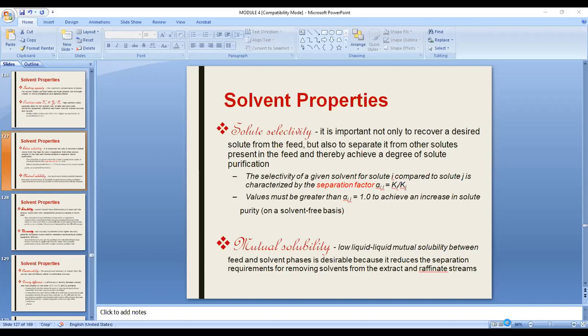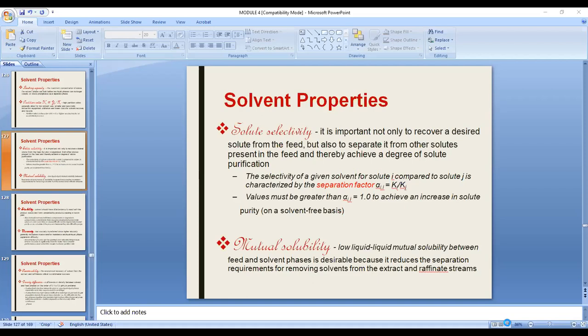Mass fraction of component J in the extract phase over mass fraction of component J in the raffinate phase. So your Y is the extract, your X is the raffinate composition. So that is why its representation here is still alpha, the representation of relative volatility in distillation. So a value of 1 or higher is preferred in here to achieve an increase in solute purity on a solute-free basis.